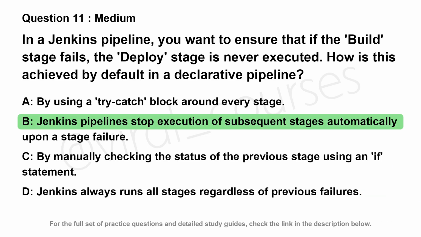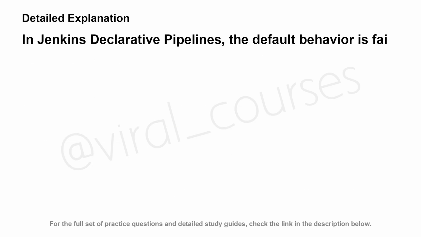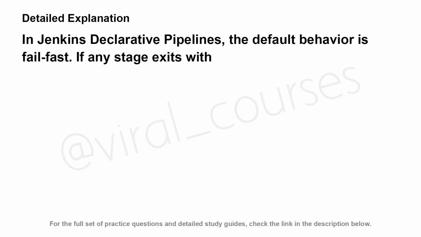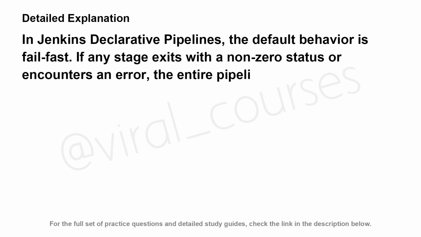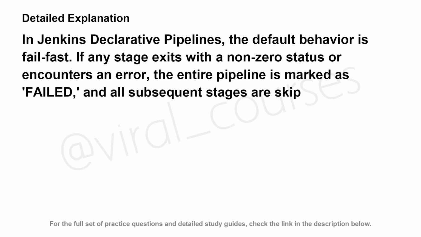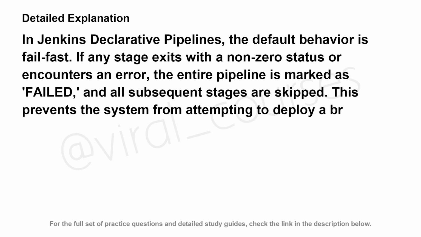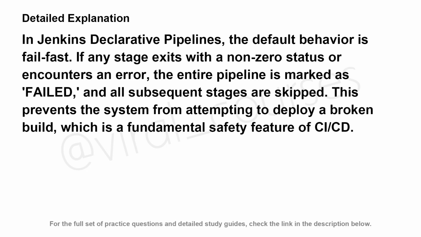The correct answer is B. In Jenkins declarative pipelines, the default behavior is fail fast if any stage exits with a non-zero status or encounters an error. The entire pipeline is marked as failed, and all subsequent stages are skipped. This prevents the system from attempting to deploy a broken build, which is a fundamental safety feature of CI/CD.